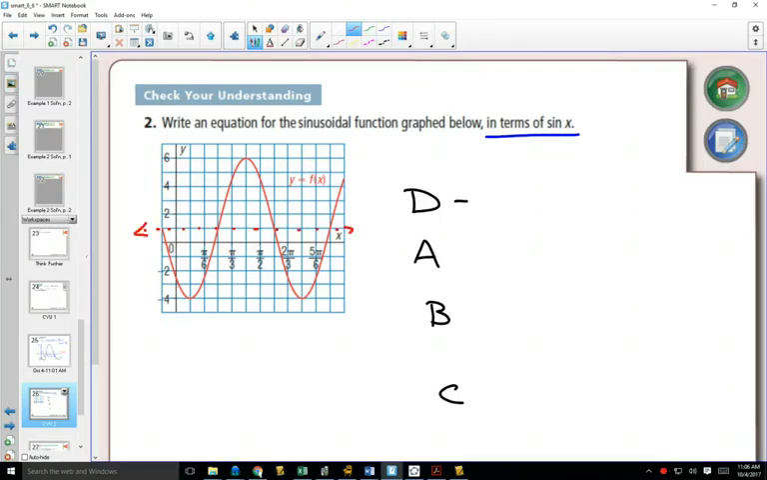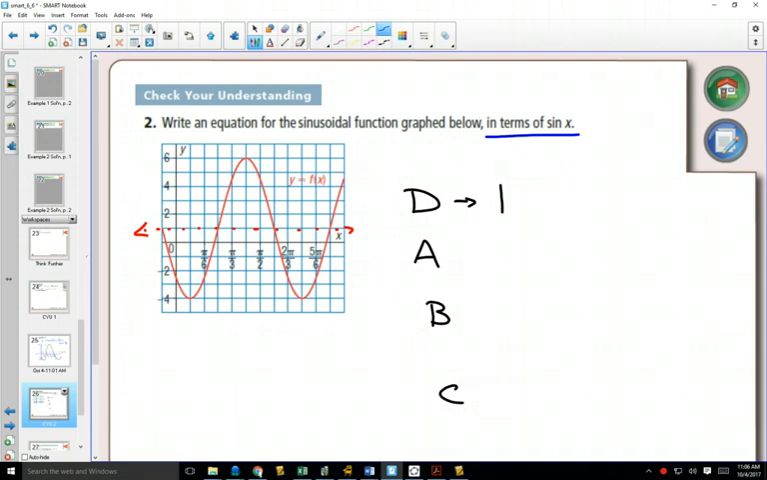How do we know that it's 1? Right, we can check how far this line is from the maximum. It's a distance of 5 from the maximum. It's also a distance of 5 from the minimum, so we know that that's right in the middle.